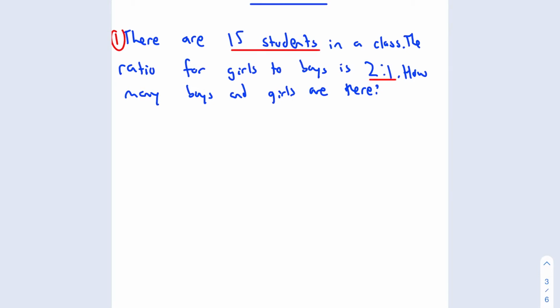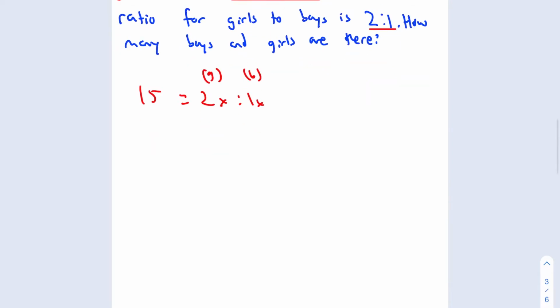So 15 is equal to 2x plus 1x. This is in reference to girls to boys. And we have to add these all up together, so that would give us 3x equal to 15. You have to do this because we have to find the total amount and then divide it by 3. So we'll do that, divide by 3. x is equal to 5, so 1x is equal to 5.